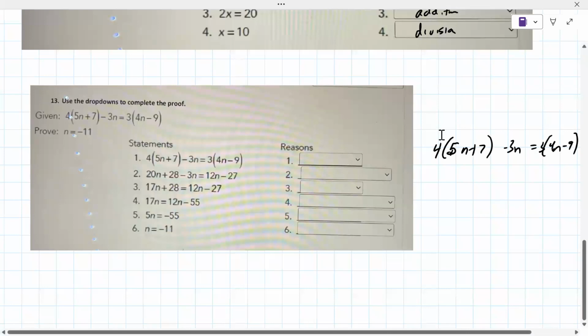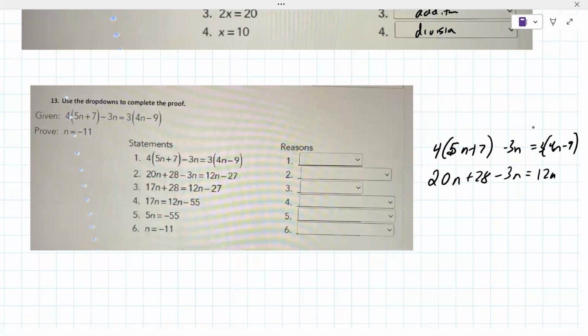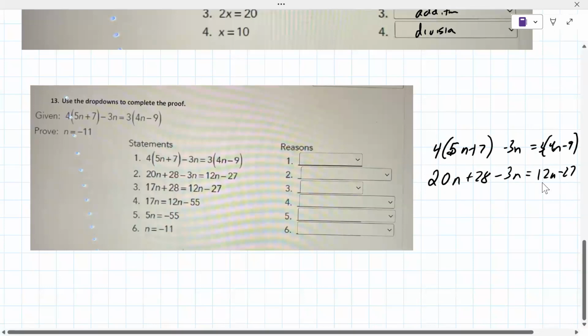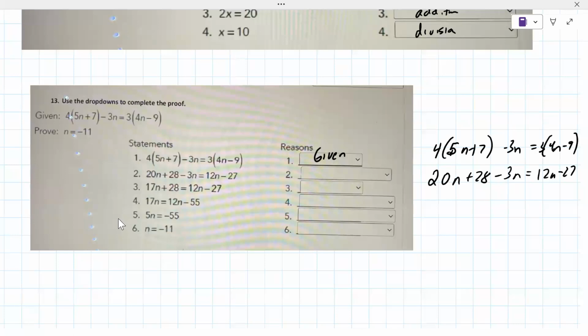The first thing you're going to do is take this 4 and multiply the 5n and the 7, take this 3 and multiply the 4n and the minus 9. And you just sort of say, okay, I'm going to work this out, and then go and say, well, what did I do to get to that line? Whatever that is. Don't focus so much on the statements; do your own work and then compare it to the statements to see what you would do next. That's just a suggestion, but I'd like you to give this a try on your own and let me know the steps whenever you have them.